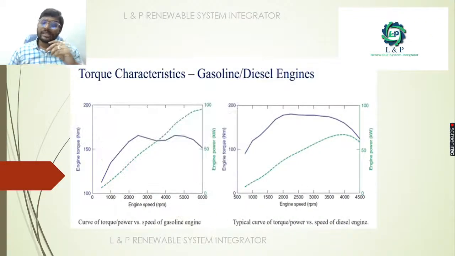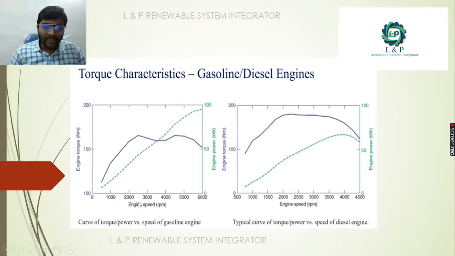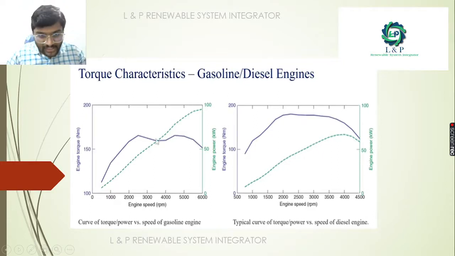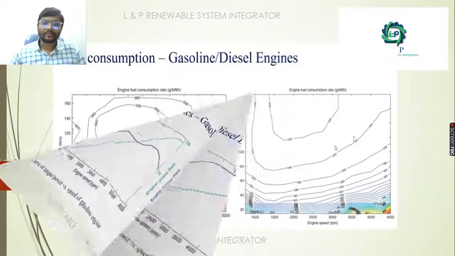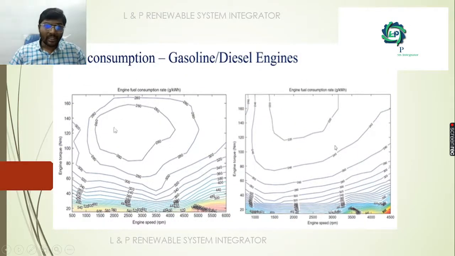See here, when we draw a curve between the engine speed and the engine torque for a gasoline engine, this is how the waveform is. It tries to achieve a peak, comes down again, and again tries to maintain, since as the RPM increases there are many changes happening in the torque. And if you go for a diesel engine, up to a particular RPM it achieves its maximum peak, after that it stays consistent, and again it gets reduced. If you go for fuel consumption, gasoline is a little better when compared to diesel engines.